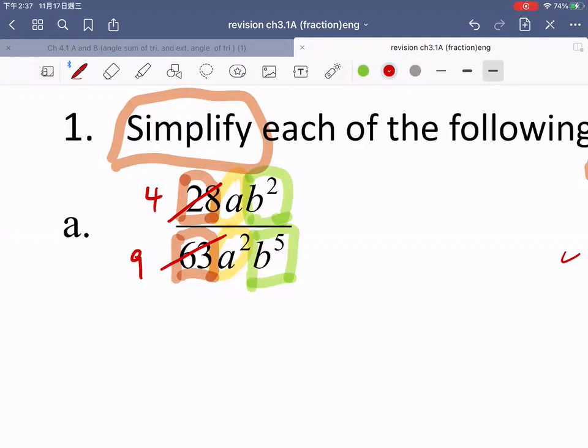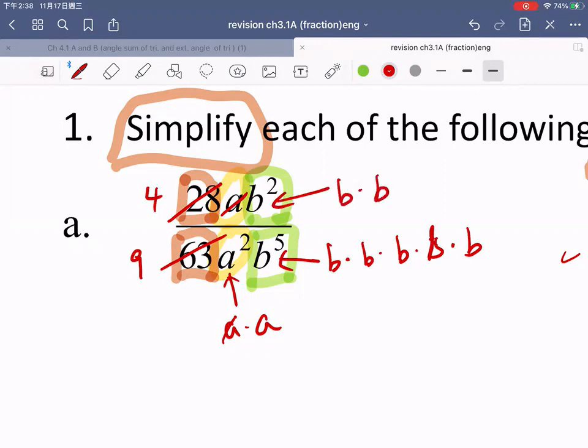A and A squared: you can think of A squared as A times A, and this A is also this A, so just A remains here. And B to the power 5 you can think of as B times B times B times B times B, five Bs multiplied together. So this one looks like B times B, and cancelling B from both sides, you have B to the power 5 minus 2, which is B squared.